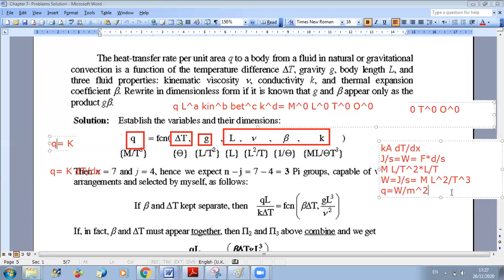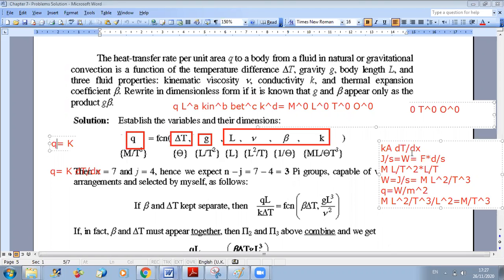Okay, so if I divide it here, I should divide it by L square. So L square and L square will be simplified. So Q, which is the heat transfer rate per unit area, is in M, which is kilogram per T cube, per time to the power 3. Okay, this is how we found out the unit, the dimension of Q.